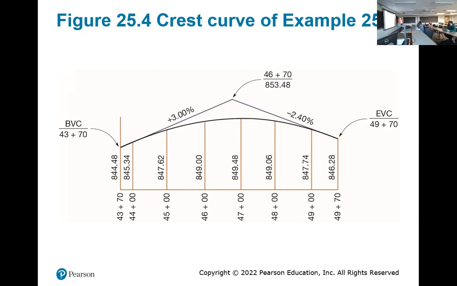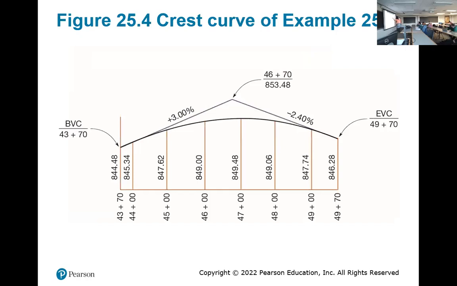Everyone sees that? And then what they're doing along here is they're saying that, okay, here's my starting station for the vertical curve. 844.48 is my elevation at this point vertically. Right? And all of these elevations are working along the vertical curve. So this elevation here is at this point, not the projection of the tangent. Right? That's the elevation of the PVI.